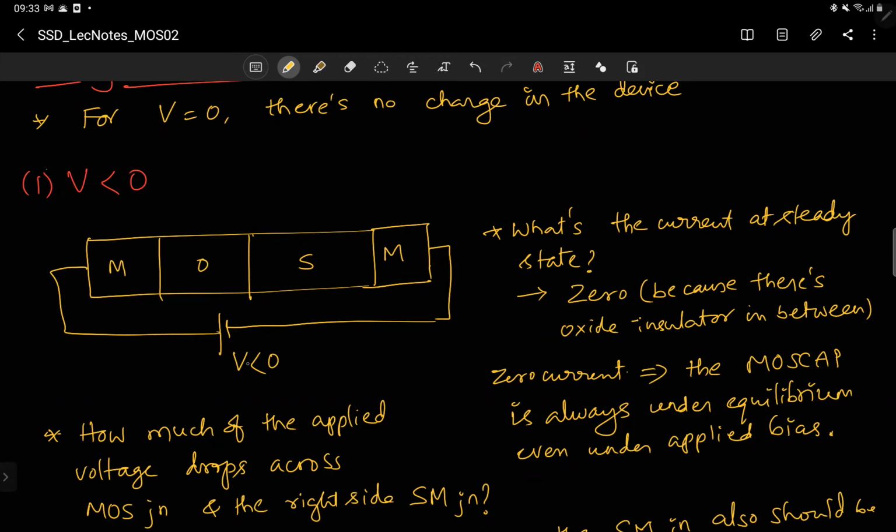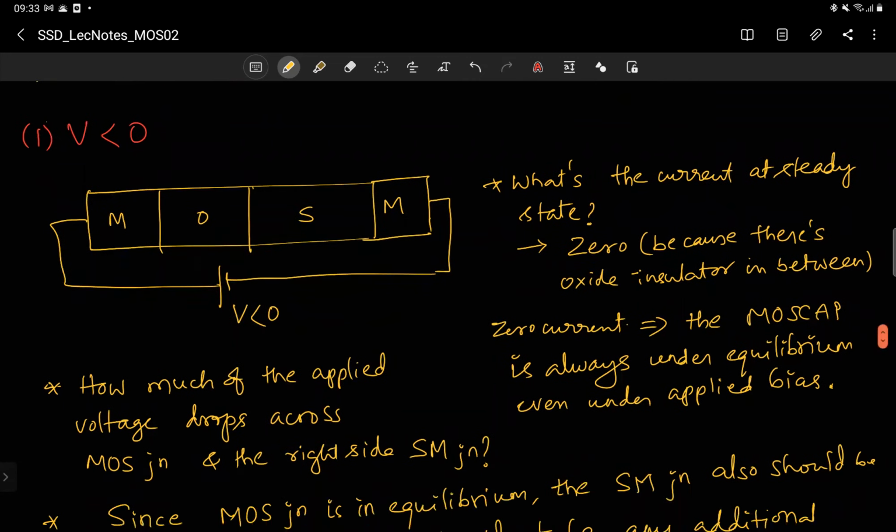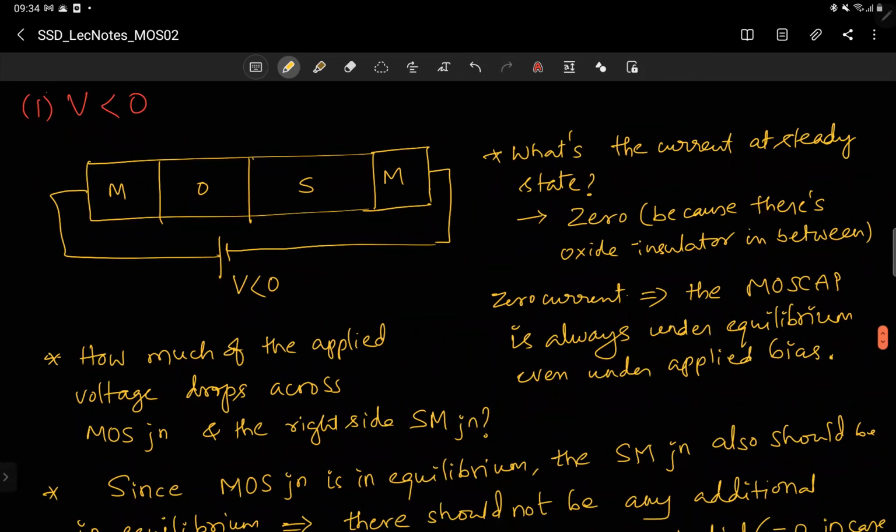So when you have V less than 0, some transient will be there, and after the transient, things are as they are. There is no further movement of electrons, no further movement of holes, nothing. So movement is stopped. That picture is equilibrium. There is no net flow of carriers. That's why it is equilibrium. So MOSCAP is always under equilibrium, even under applied bias. Now the thing is, how much of the applied voltage drops across the MOS junction and the right side SM junction? Now that you have applied voltage, how does it distribute over all these different regions, MOS, M, etc.